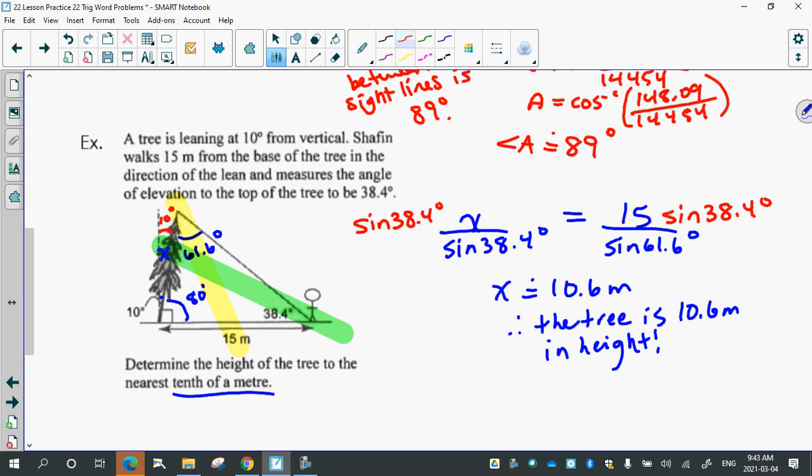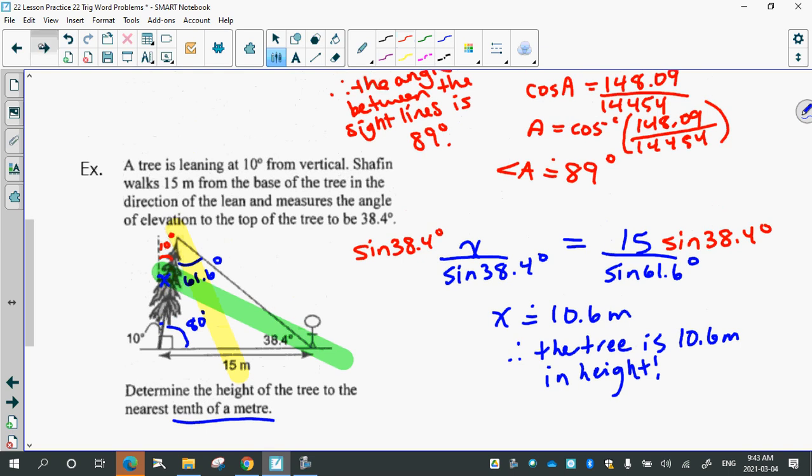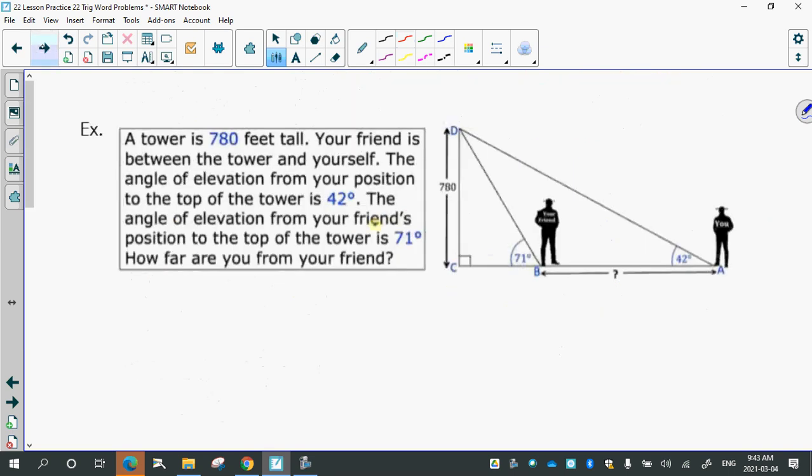One to go. A tower is 780 feet tall. Okay. Your friend is between the tower and yourself. The angle of elevation from your position to the top of the tower is 42 degrees. The angle of elevation from your friend's position to the top of the tower is 71 degrees. How far apart are you from your friend?